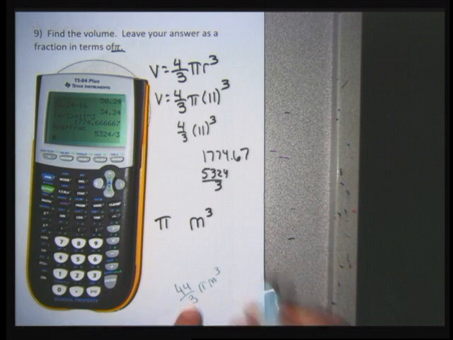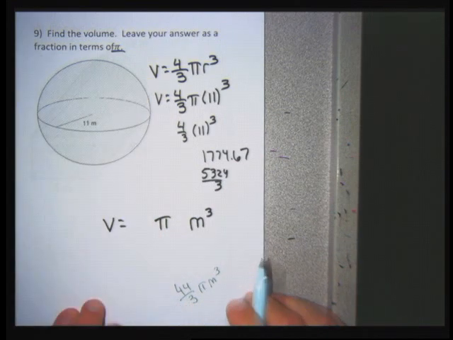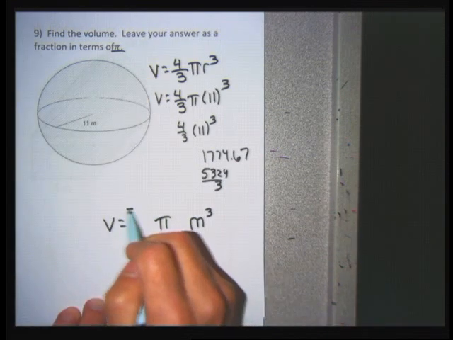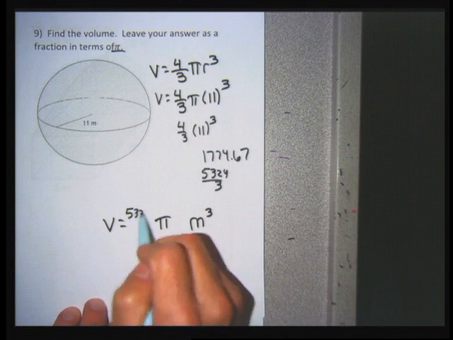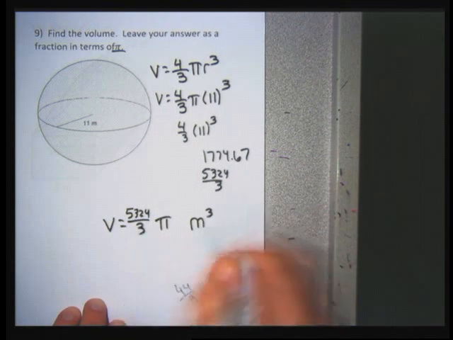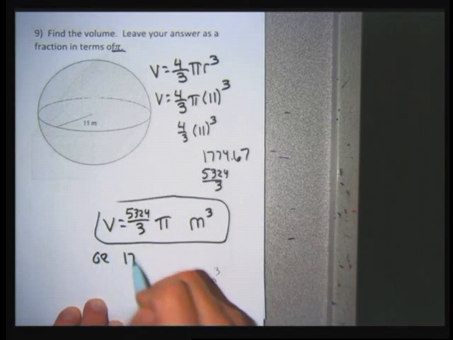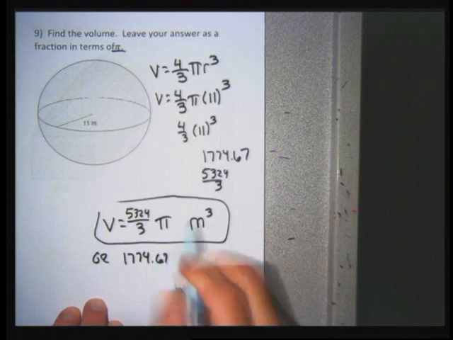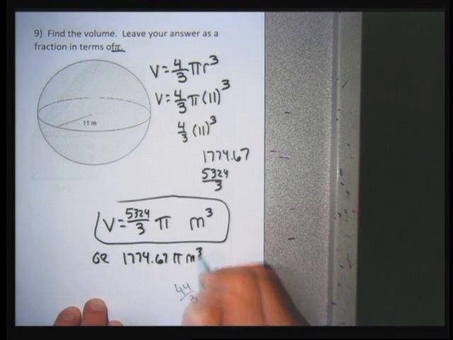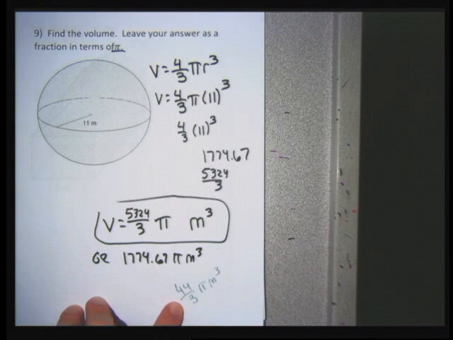Where did I get this 44 from? I'm glad I'm doing this right now because my answers that I had written down weren't feeling super accurate. So this would be a nice answer, or 1774.67 pi meters cubed. Both would be fine. I don't even know where I got this 44 from that I had down there. I can see the over 3 in the pi part.